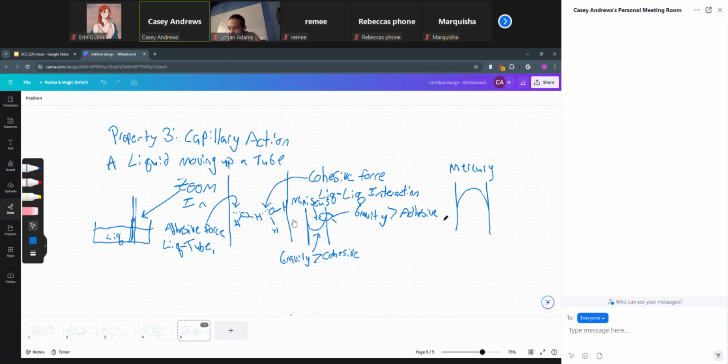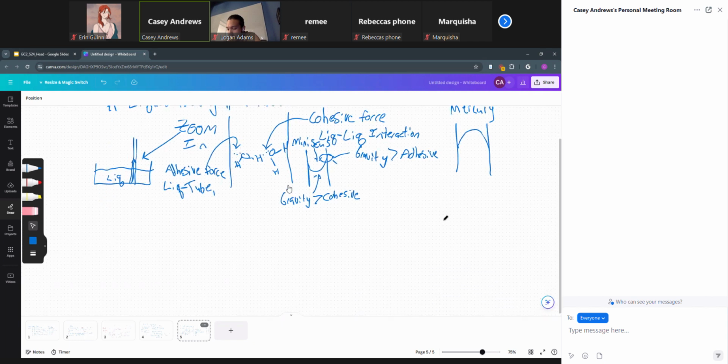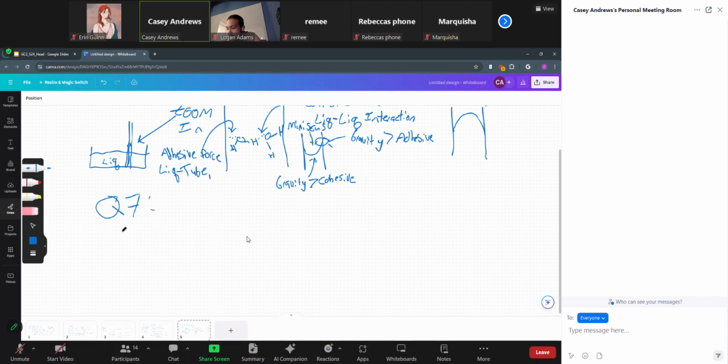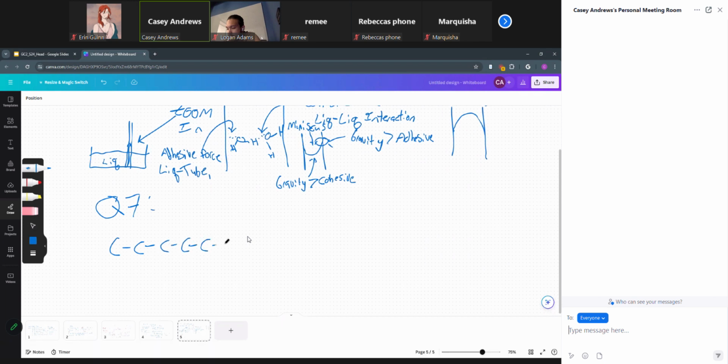Anything else? All right, I got a simple question for you, but something you might see when it comes to testing. What would I ask you? Question 7. I got two molecules. 1, 2, 3, 4, 5, 6. This molecule that I just drew out is called hexane.